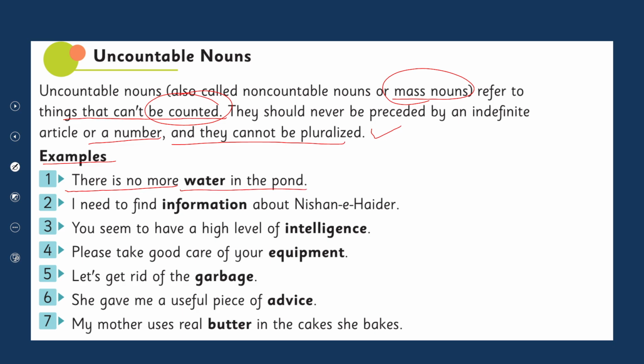Can you count the droplets or the quantity of water itself? No, we cannot count water. We can just count the weight of the water. So water is your uncountable noun.